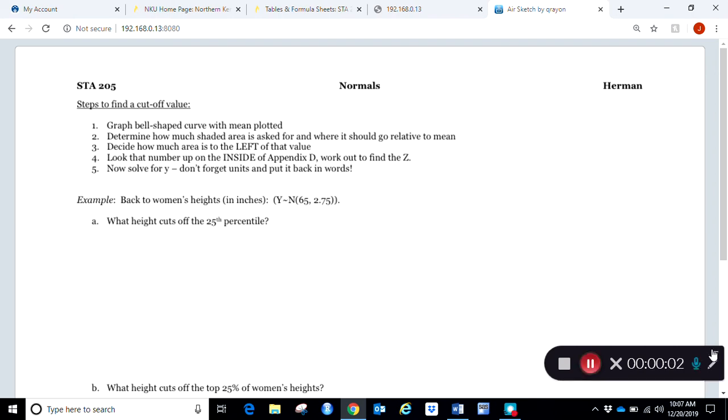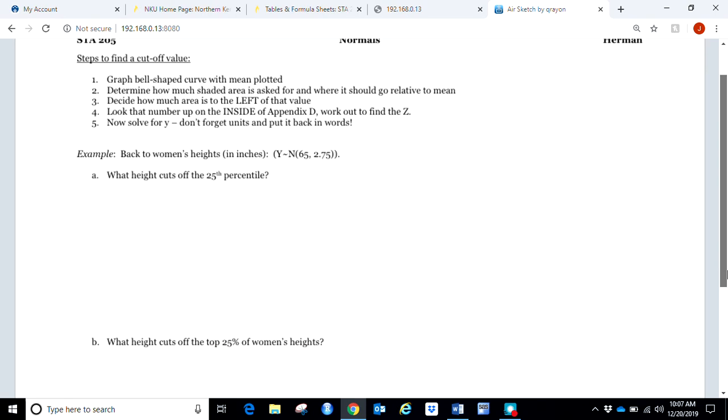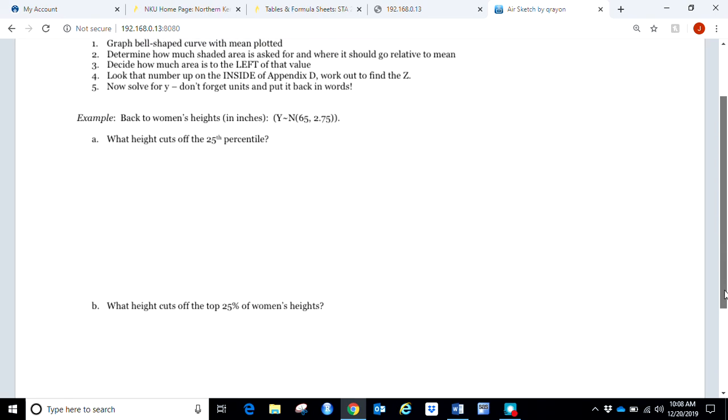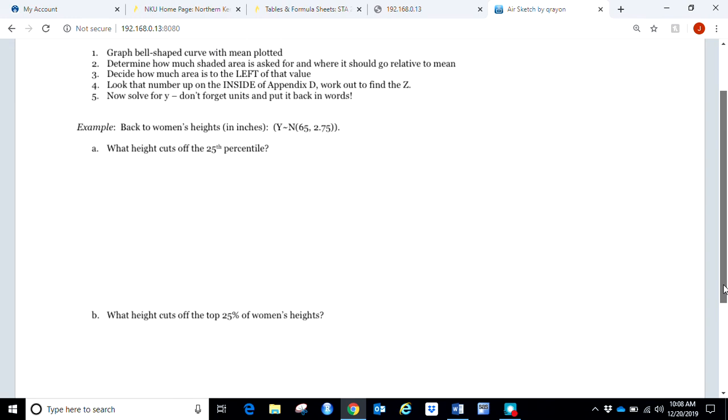In this video, we're going to practice finding some more cutoff values for some different setups here. So we're still going to be working with women's heights. And we're going to first start by trying to find the value that cuts off the 25th percentile. So one thing I want to make sure we define first is what a percentile actually is.